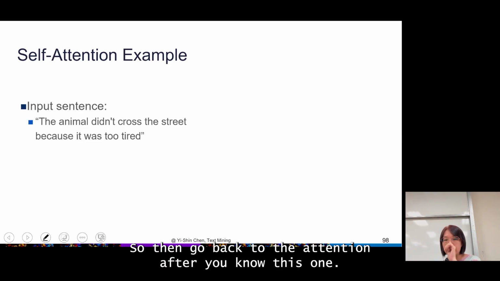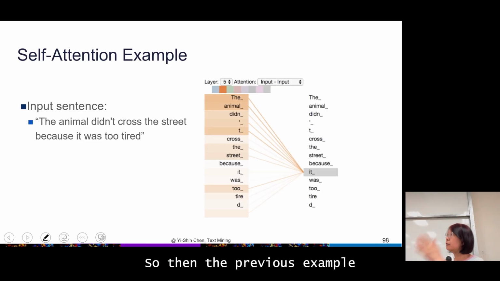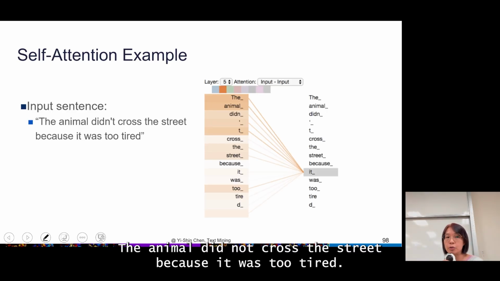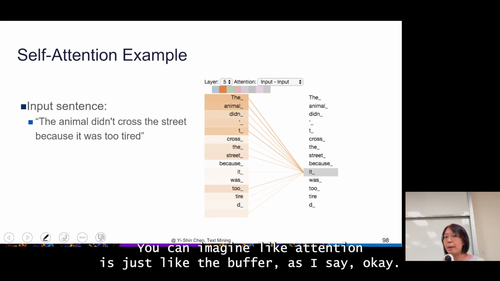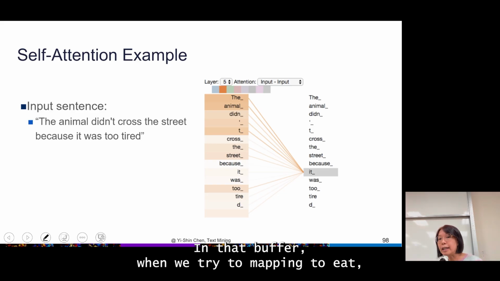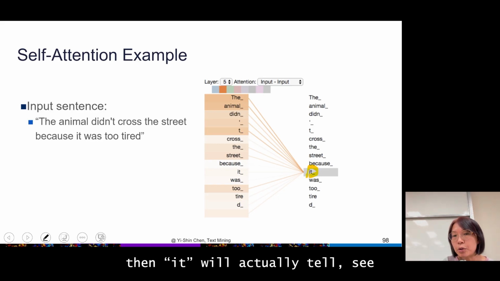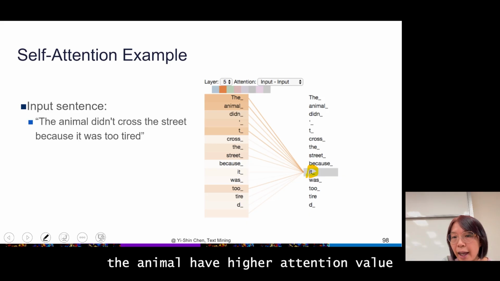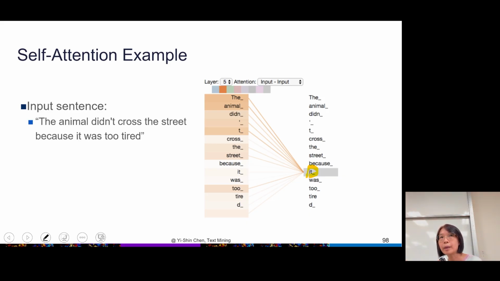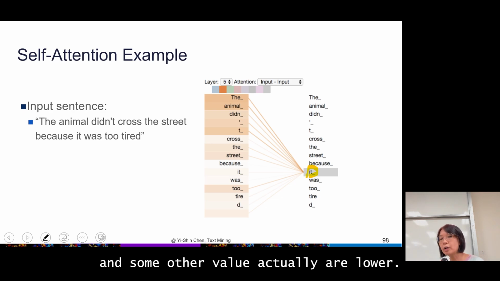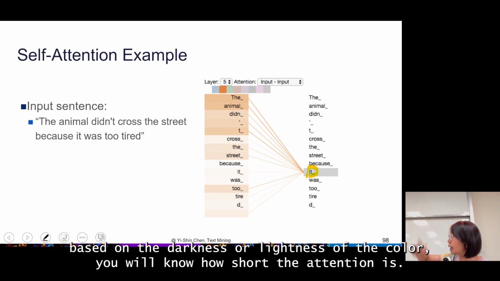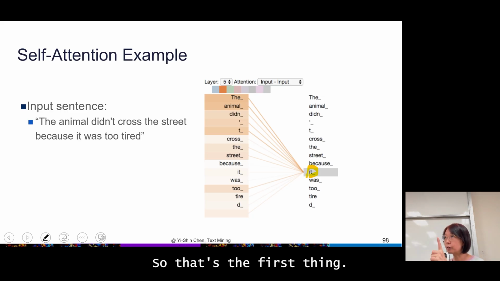After you know this one, take the previous example, the animal did not cross the street because it was too tired. You can imagine the attention is just like the buffer, as I said, okay? In that buffer, when we try to map to it, then it will tell you, see, the animal has a higher attention value. And some other values are lower. So right now, based on the dark or light of the color, you will know how strong the attention is. So that's the first thing.